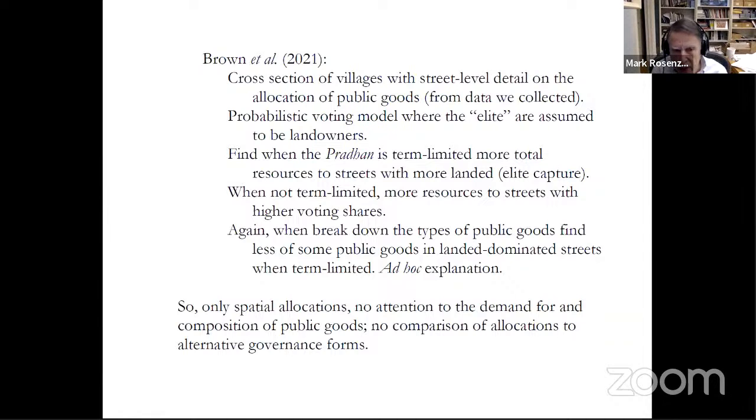And in fact, they find the same thing. While it's true that the more landed get more resources in total, they also find that some of the resources are less among the landed and some are more. And they only have ad hoc explanations. In other words, there's no attention in any of these studies to the composition of public goods. They're only looking at the spatial allocation of the goods.